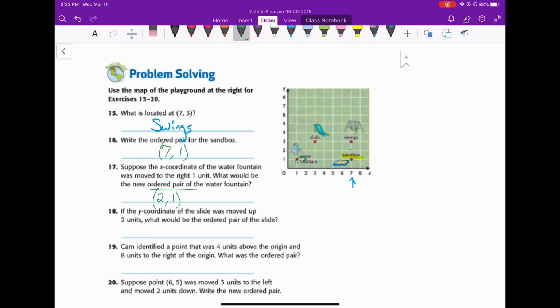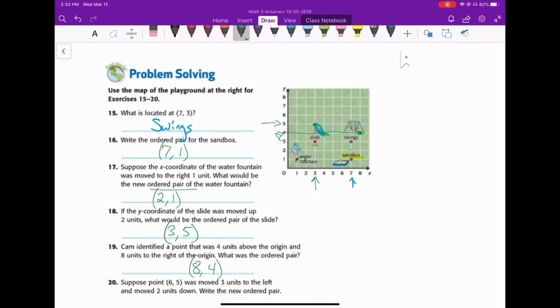If the y-coordinate of the slide, so identify the slide, was moved 2 units up, what would the new ordered pair be? So if it's 1, 2 up, I'm now still at my x-axis. My x-coordinate is 3, but going up 2, I'm at 3, 5. Cam identified a point that was 4 units above the origin and 8 units to the right. So 4 units above, so I'm at 4, the origin, and 8 units to the right. What's the ordered pair? Well, that'd be 8, 4.